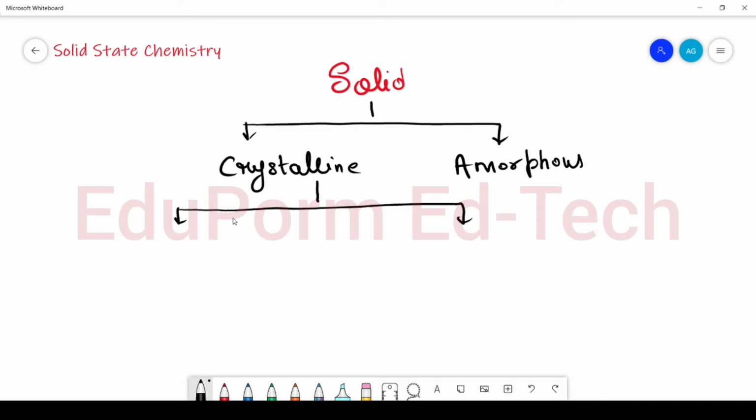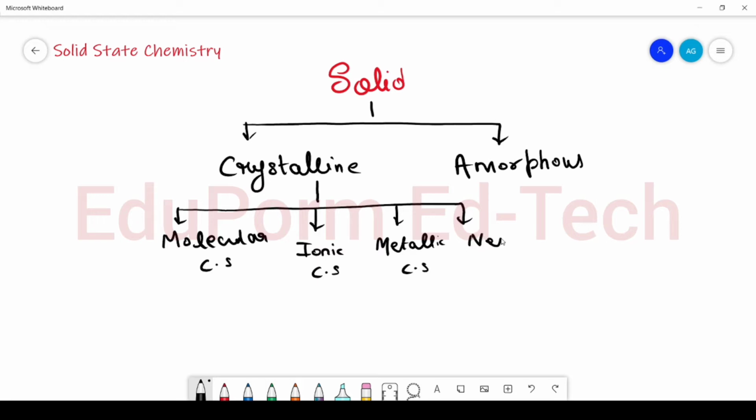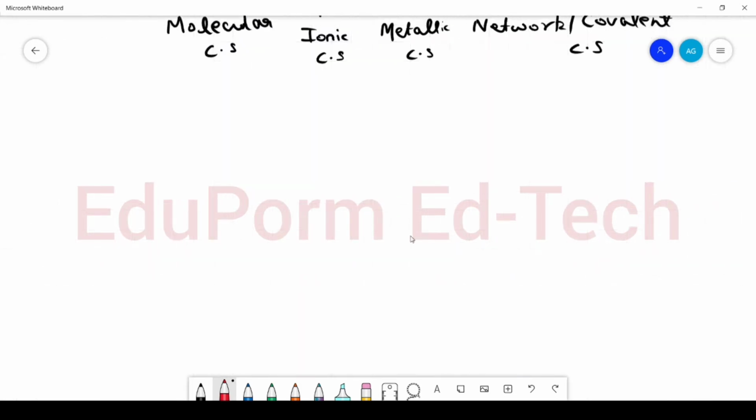Now these crystalline solids are further classified based on the forces that keep the particles together. The first category is the molecular crystalline solids. The second category is the ionic crystalline solids. The third category is the metallic crystalline solids, and the fourth category is the network or covalent crystalline solid. So in this lecture we will study the crystalline solids and the amorphous solid, and at the end we will compare both crystalline and amorphous solid. So let us start by understanding what are crystalline solids.